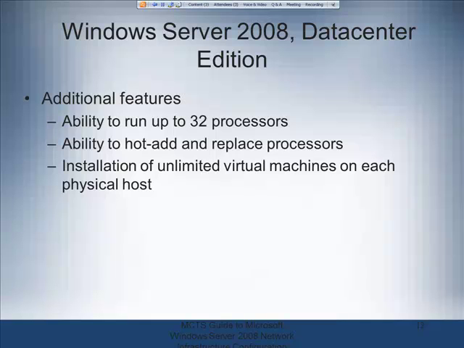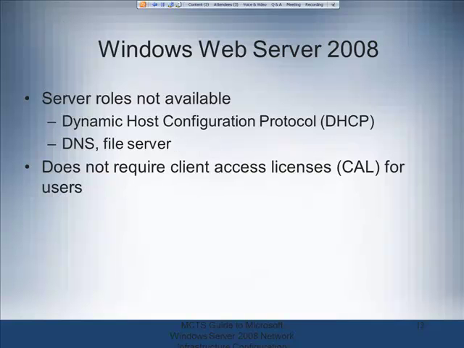The data center, 32 processors. And remember, when Microsoft licenses, they don't license based on cores. They license based on processors. And this thing is based on processors, the data center. Hot add and replace the processors. This is a little bit more than memory. You can do memory. I mean, each of the editions has the capabilities of the one before it. What we've listed in these slides are just the additions to those capabilities.